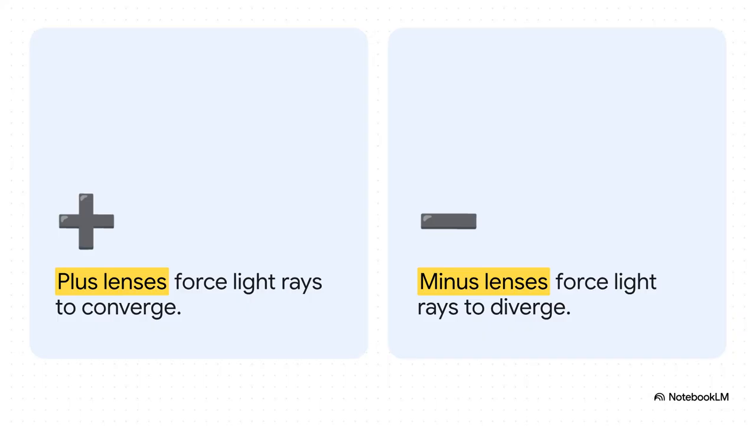Here's a foundational mental model you absolutely have to lock in. Plus lenses always force light to converge. We use these all the time to treat our hyperopic patients whose eyes focus light behind the retina, right? Minus lenses, on the other hand, force light to diverge, and that's exactly how we treat myopic patients whose eyes focus light in front of the retina. Literally every refraction you perform in the clinic is built on this absolute truth.